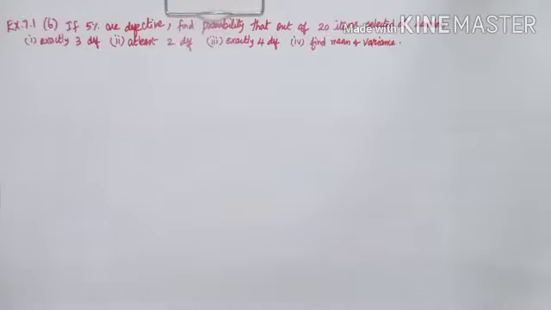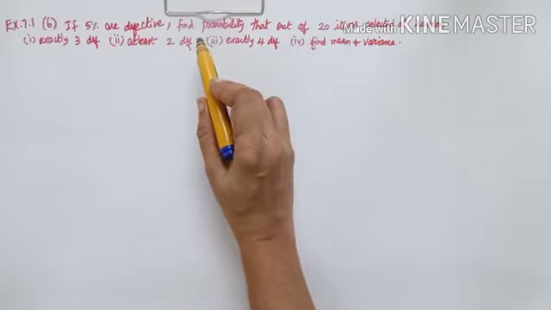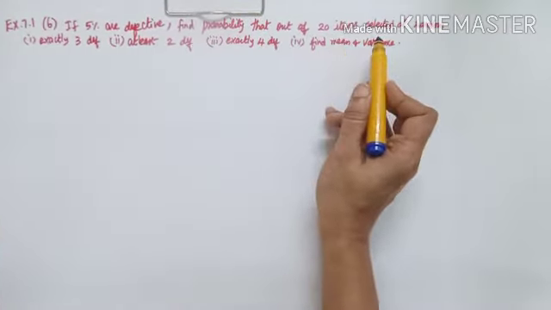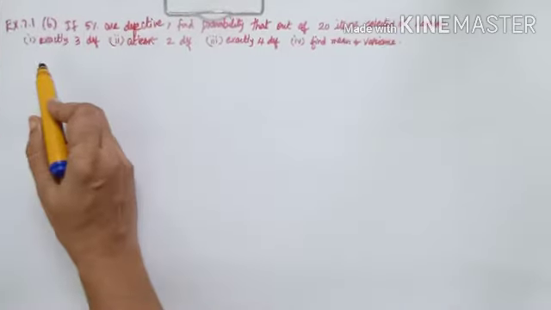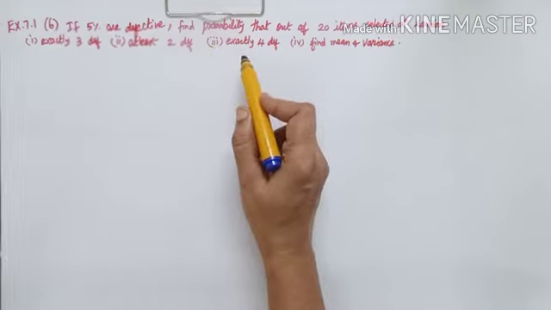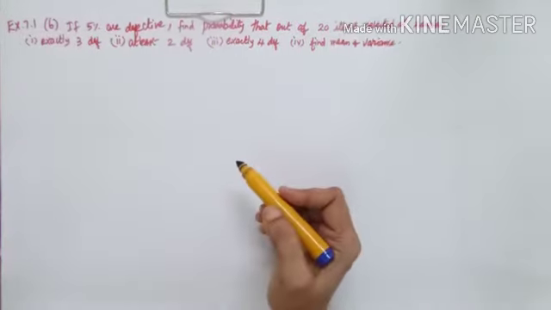Exercise 7.1, question number 6. If 5% of the items produced by a concern are defective, find the probability that out of 20 items selected at random, exactly 3 are defective, at least 2 are defective, exactly 4 are defective, and find the mean and variance.